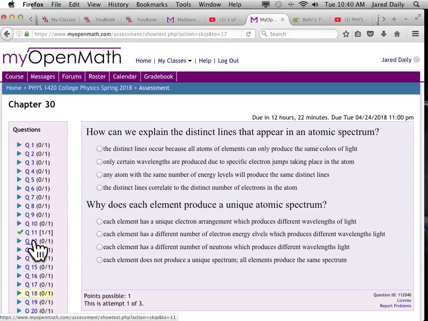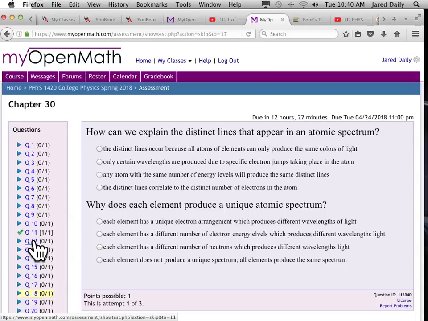Like this one right here, I spent some time, like 45 minutes on this question trying to figure this out. Okay? So how do we explain the distinct lines that appear in the atomic spectrum? All the atoms can only produce the same color of light. Well, that's not true because every single atom is different, right? They all have a separate amount of energy that they can be. Certain wavelengths are produced due to specific electron jumps taking place in the atom. True. That is true. Any atom with the same number of energy levels will produce the same distinct lines. Wrong.